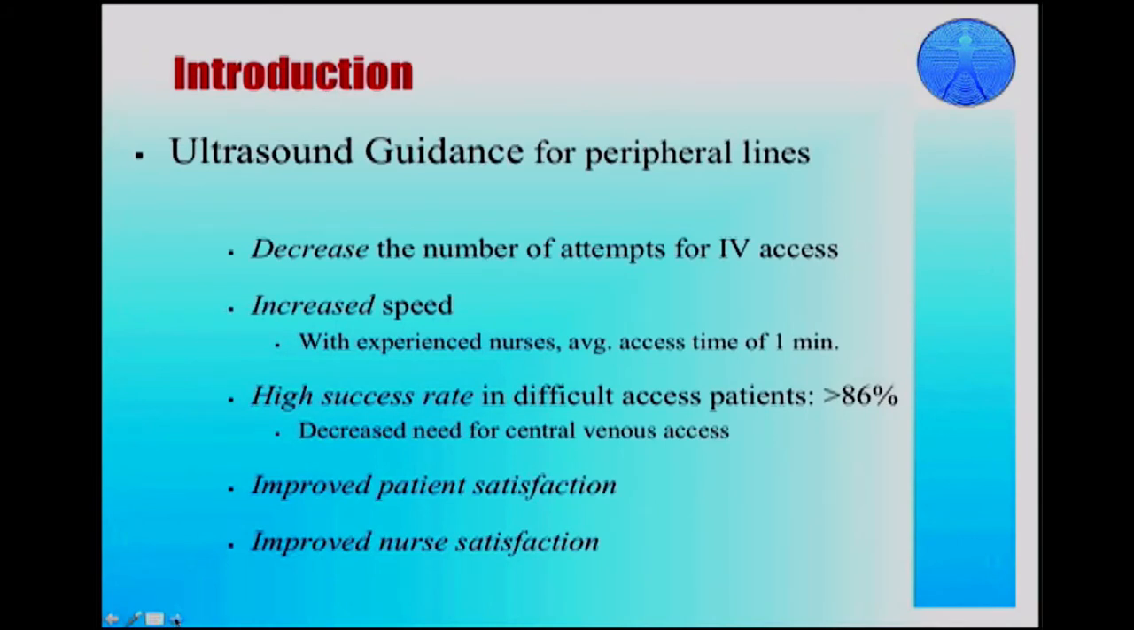You have a high success rate, so in patients that have had failed peripheral venous access using the blind technique, 86% of the time the nurse was able to get IV access using ultrasound. And so we have had a much decreased use in our central venous access. Because of this, you also have improved patient satisfaction because you're not being stuck as often. And then really you have an improved nurse satisfaction, which is really a big thing also.